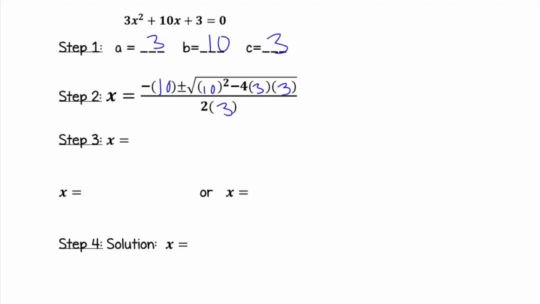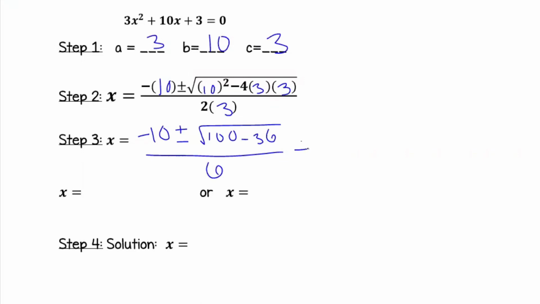Our step 3 is we are going to evaluate and simplify. So I'm going to leave this -10 and this plus or minus sign. I'm going to rewrite the square root, but this time I'm going to actually do 10 squared, which is 100. And -4 times 3 is -12, and -12 times 3 is -36. I'm going to divide all of that by 2 times 3, which is 6.